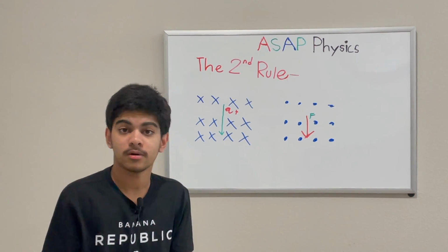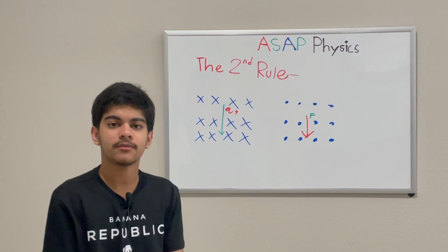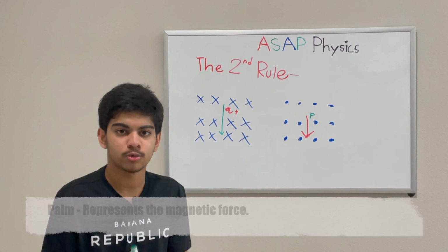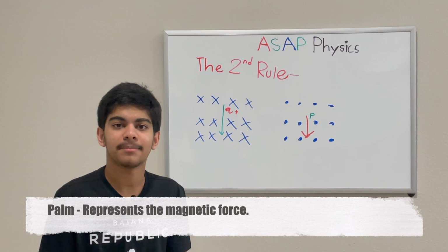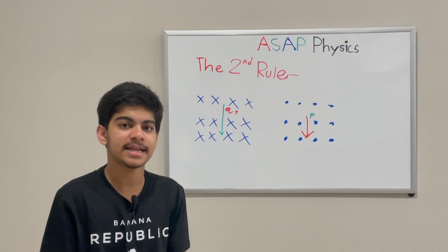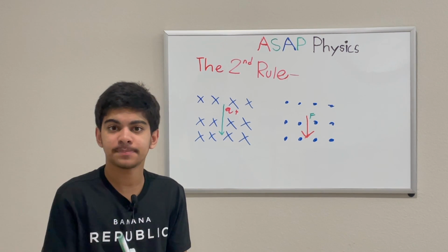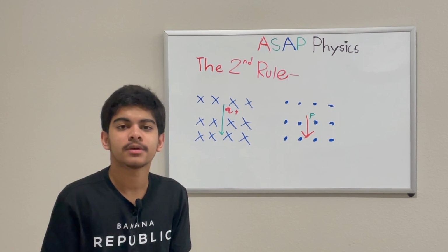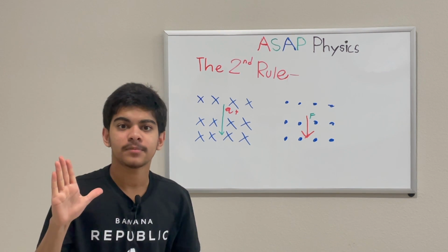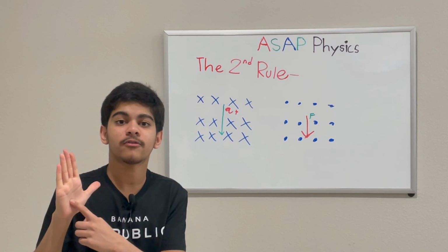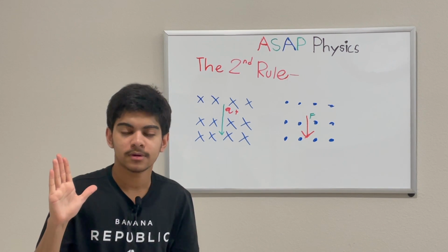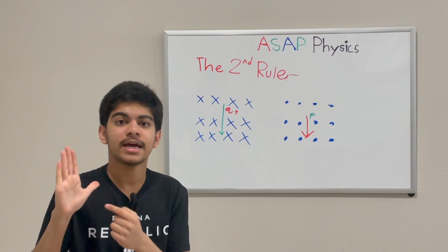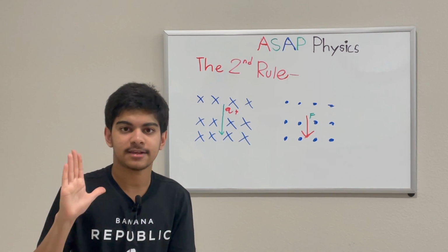The last rule, which is one of the most important right hand rules to cover, is the second right hand rule. The new thing we're adding to this rule is that the palm represents the magnetic force. The magnetic force is a force that is experienced by any charged particle moving through a magnetic field. So as we can see in our right hand here, the palm of our right hand represents the magnetic force. The thumb still represents the direction of the current or the charged particle, and the fingers represent the direction of the magnetic field.